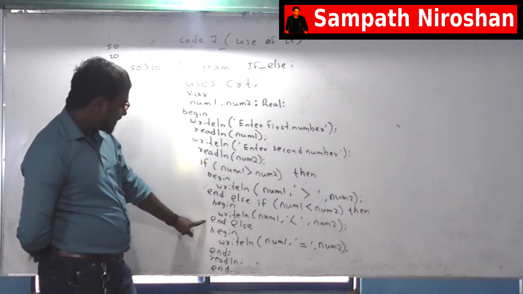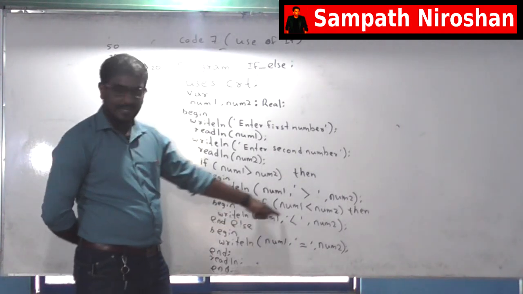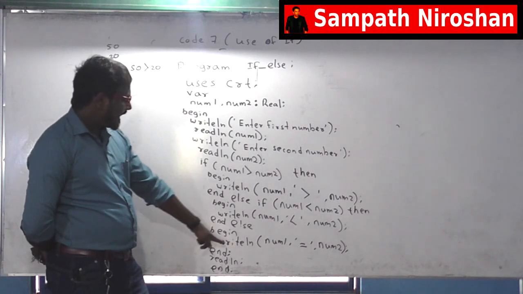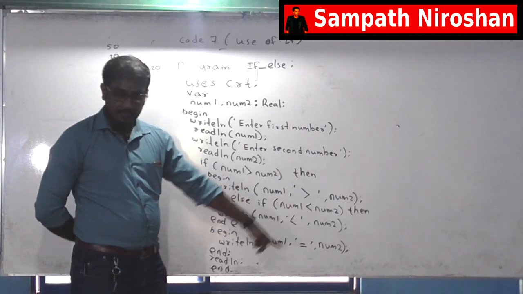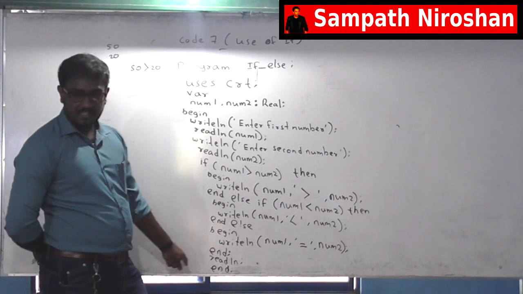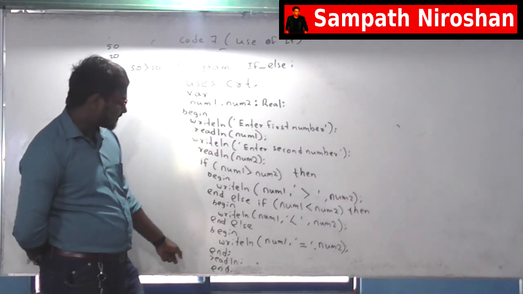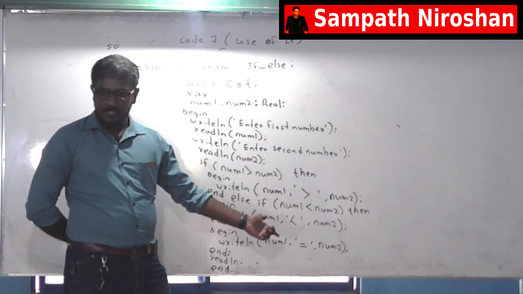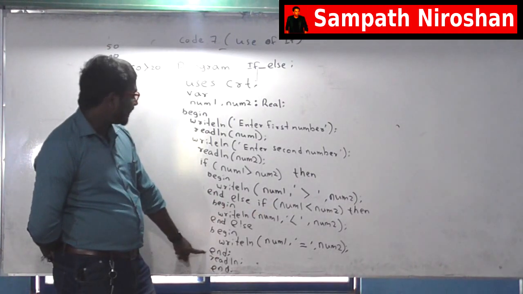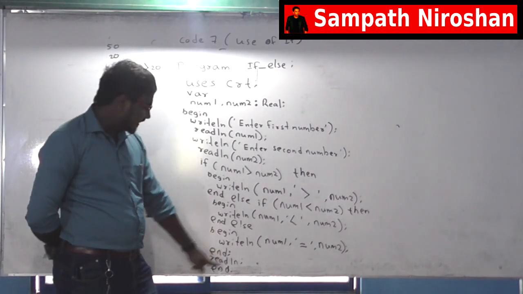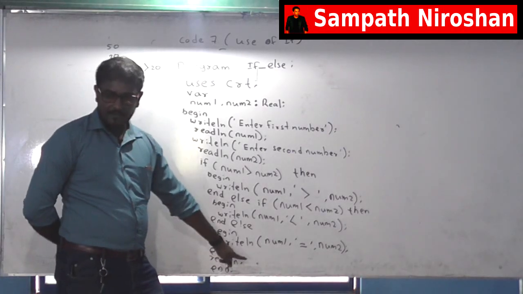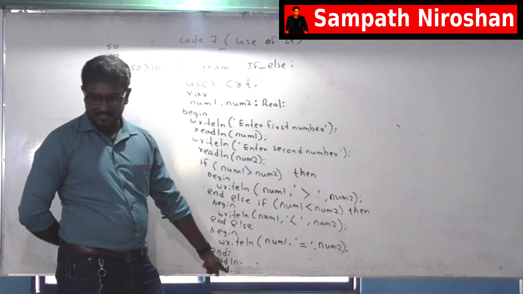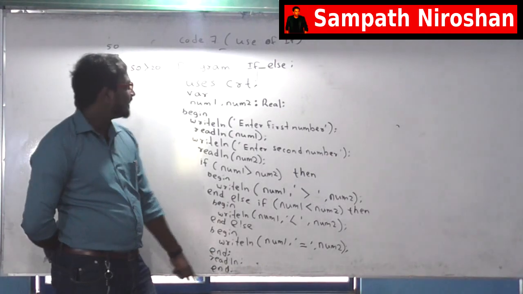I'm not done yet, I am taking else, but this time I don't have any more decisions to make. So without taking any if, I'm saying begin and write ln num1 is equal to num2, because if both these conditions are not satisfied, these should be equal. So by default you can say num1 is equal to num2. That's it. So you are ending the if statement by end semicolon, you are holding the program by read ln semicolon, and you are ending the program by end dot. That's it. Easy? Perfect. Let's write it.